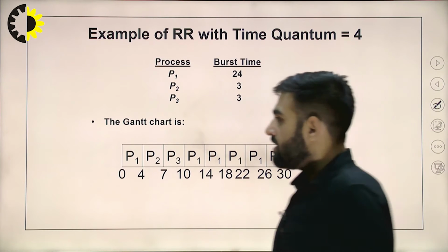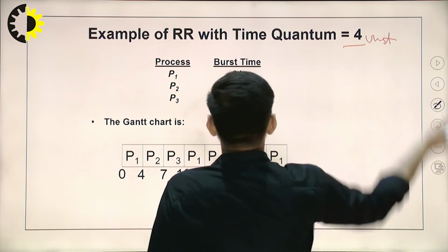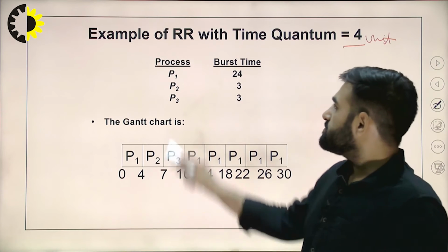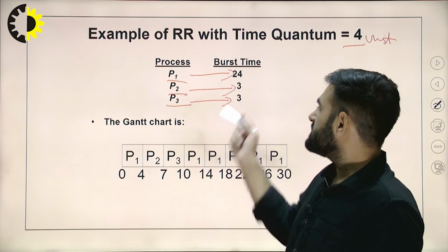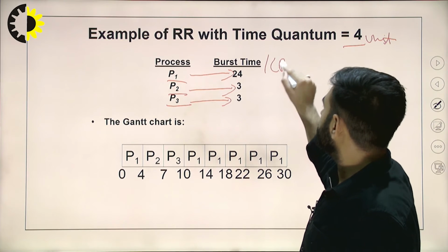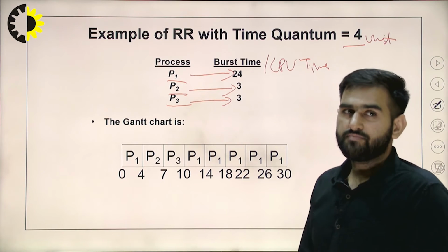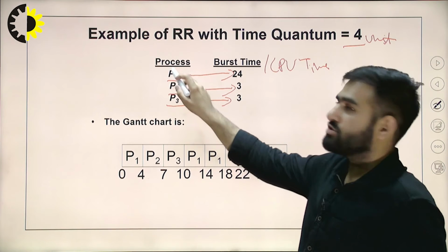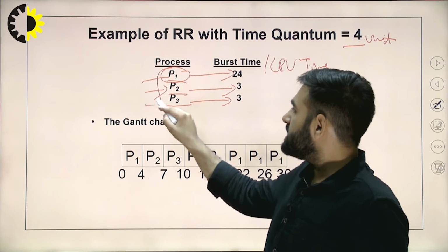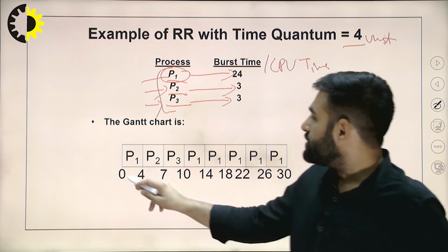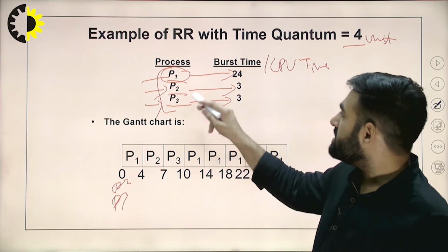Here's an example of round robin with a time quantum of 4 units, some unit, maybe seconds, milliseconds. It could be anything. And the processes P1, P2, P3 with burst times 24, 3, 3 seconds. This is the CPU time also. Now, see the Gantt chart for this. This is also the order of these processes. P1 arrived first, then P2, then P3. At time 0, all 3 arrived. That means P2 is also here, P3 is also here. But P1 arrived first, so it will get the CPU.